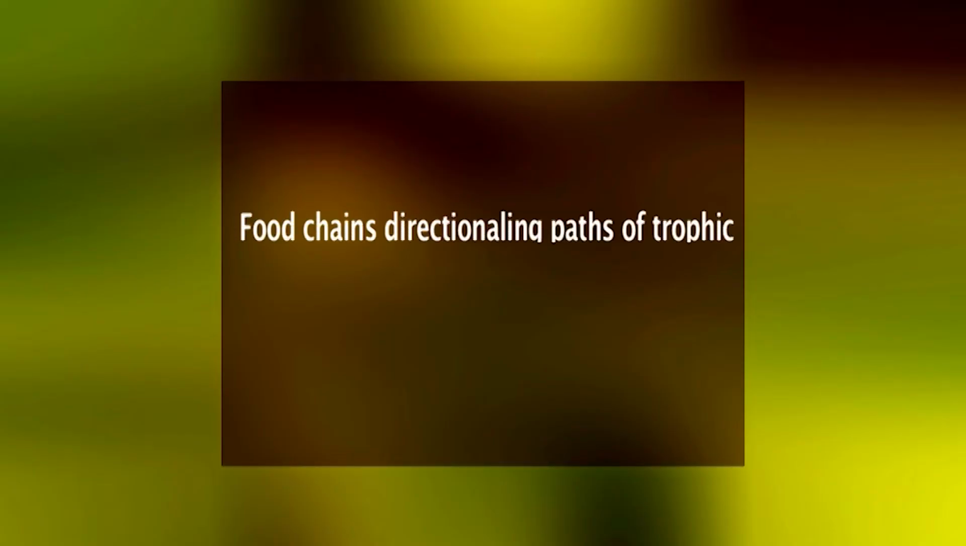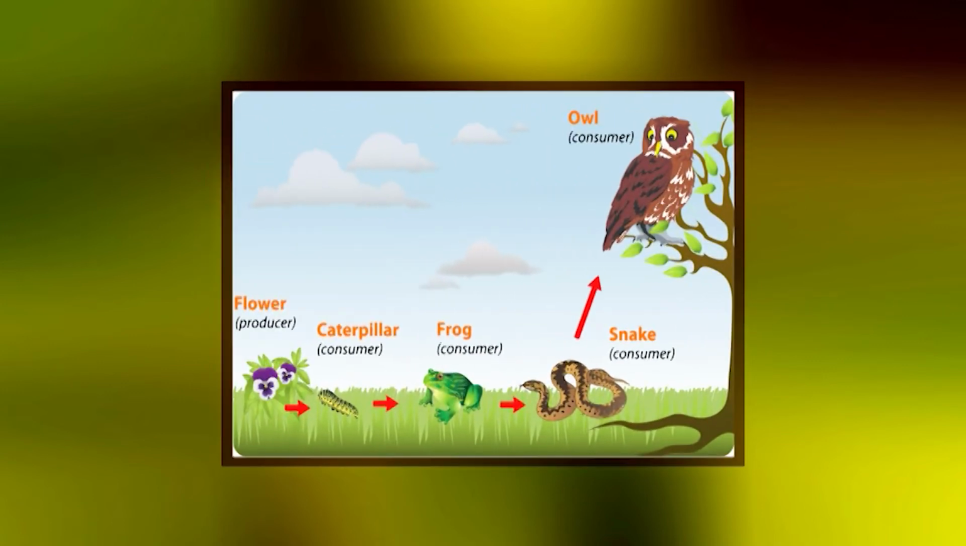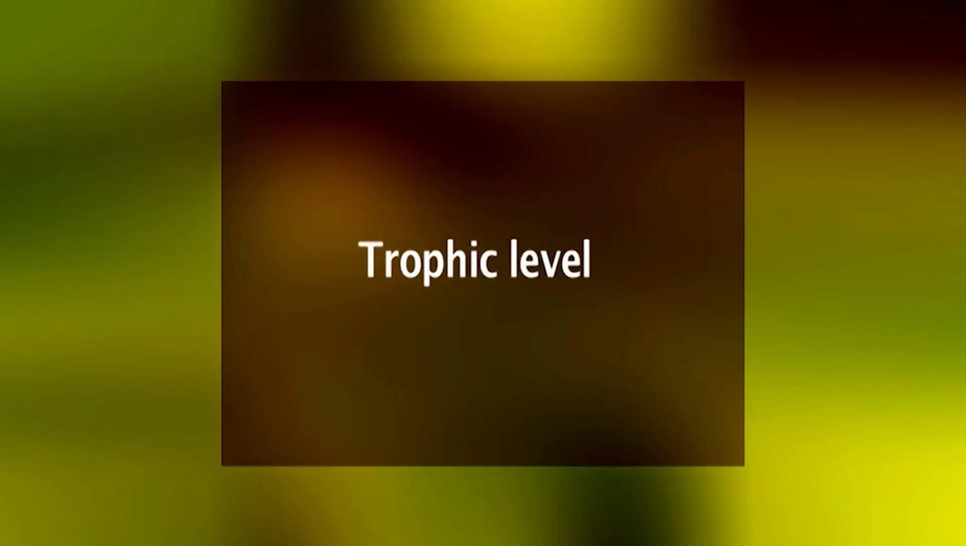Food chains are directional link paths of trophic energy or equivalently sequence of links that start with basal species such as producers or fine organic matter and end with the consumer organisms. Dear students, let's move on to the trophic level.